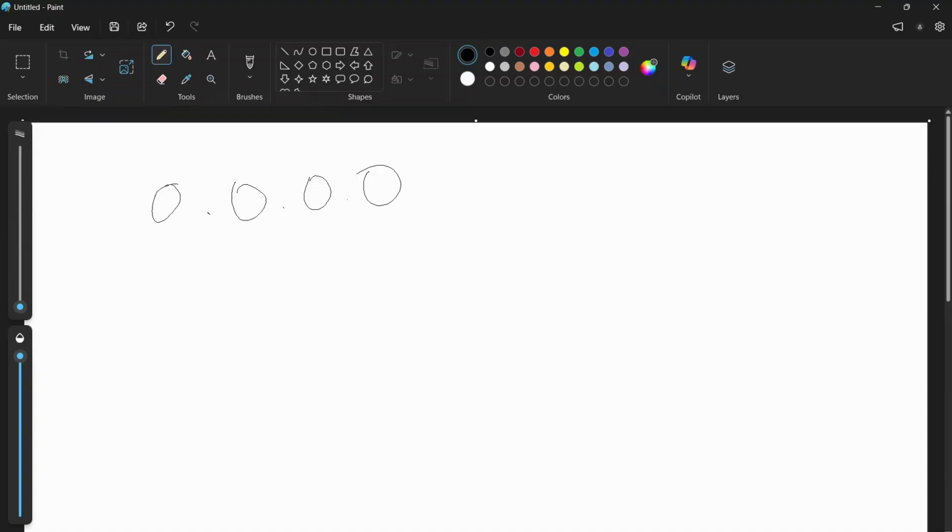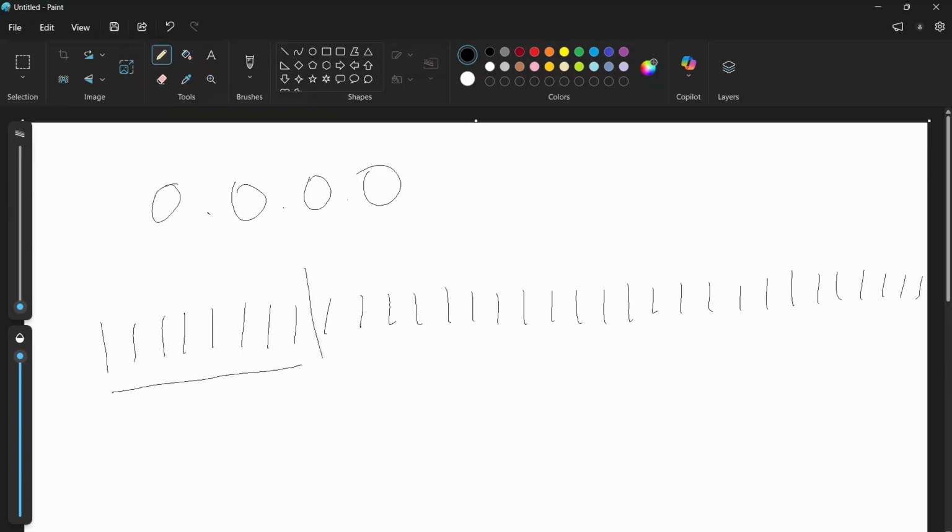Maximum means how much? 1 to 32, right? Now 4. This is 1 octet, 8. 4 plus 4 is 8.